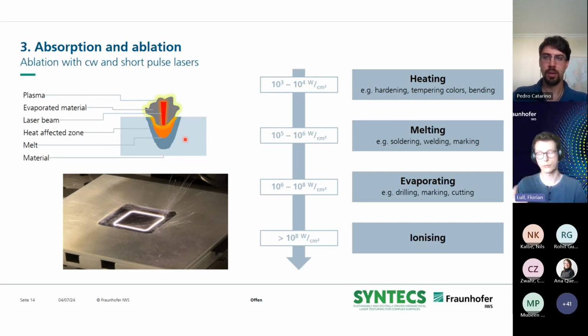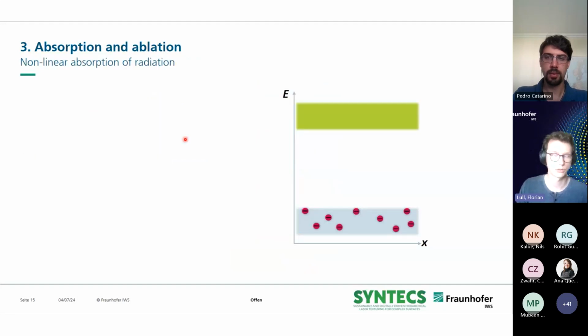Okay, so everything I said in the last few slides was valid for CW and short pulse lasers, so generally speaking, lasers with lower intensity. And now I want to talk about the big advantages of ultra short pulse lasers. For this, we have to look again at the isolator, a material with a very big band gap, where one single photon couldn't bridge the band gap.